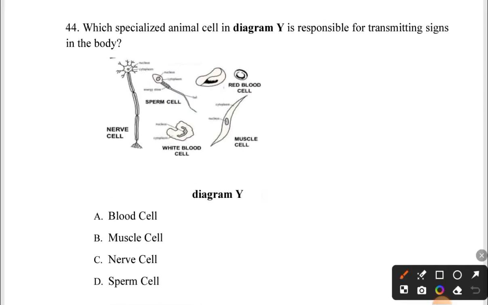(44) Which specialized animal cell in diagram Y is responsible for transmitting signs in the body? It's supposed to be transmitting impulses. Alright. So the answer to question 44 is C, nerve cell.